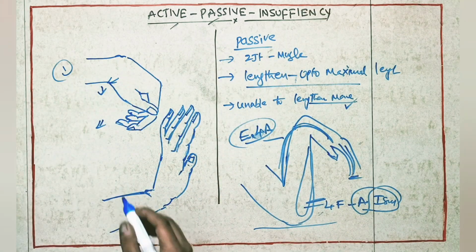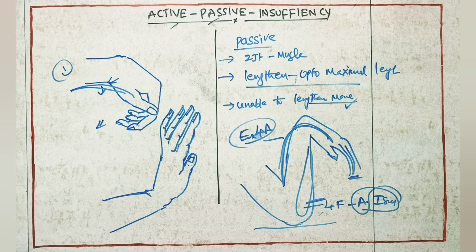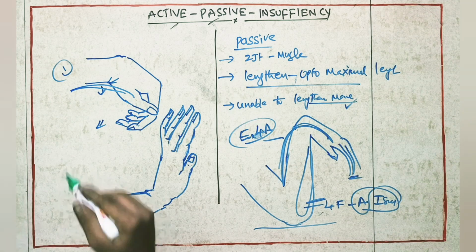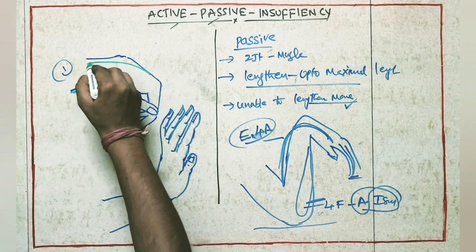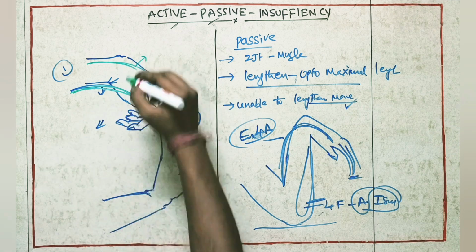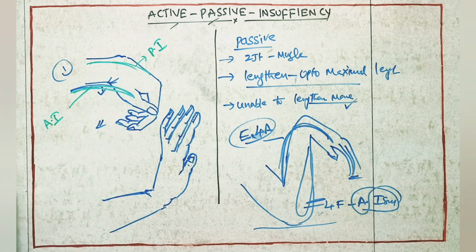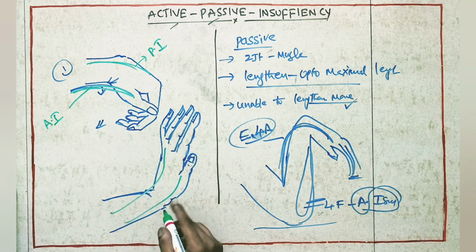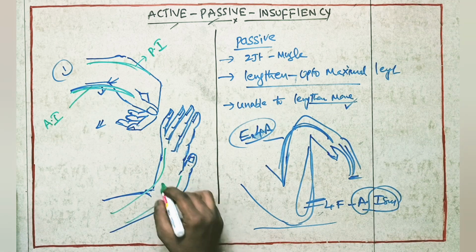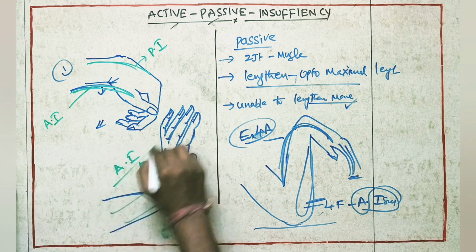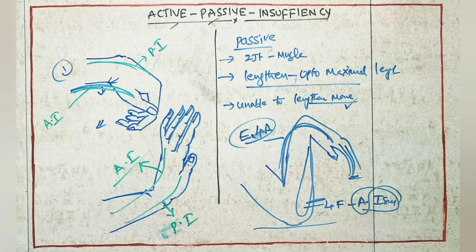That's what we are seeing here. Suppose the flexor tendons are here and the extensor tendons are here. In this position, the extensor tendons are in passive insufficiency and the flexors are in active insufficiency. If we do the reverse movement, the flexors will be in passive insufficiency and the extensors will be in active insufficiency. So this is about active and passive insufficiency.